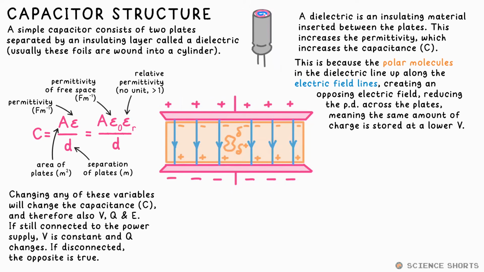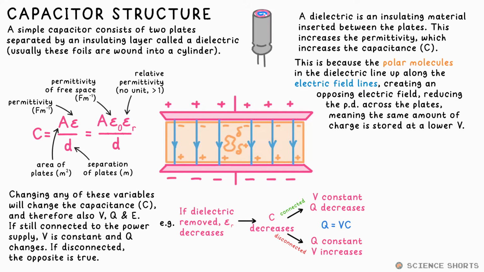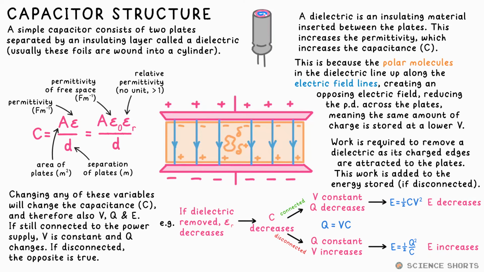If you change any aspect of a capacitor, A, d, or epsilon r, you can be asked what the knock-on effects are for V, C, Q, or energy. First, you need to know if the capacitor is still connected to the battery or not. If it is, V will stay constant and Q will change. If it's disconnected, Q is constant and V changes instead. It's a bit more complicated with energy as we have 3 equations to choose from. You choose one that has a constant in it, so if disconnected we choose E equals half Q squared over C.